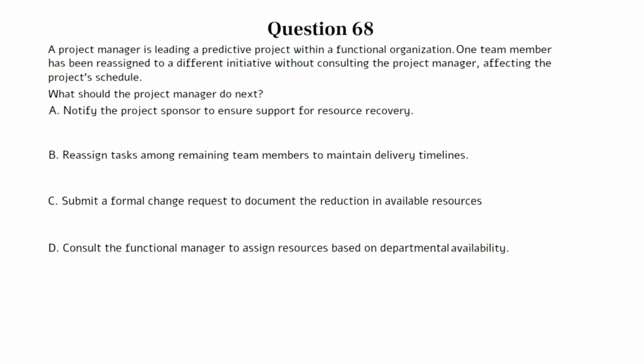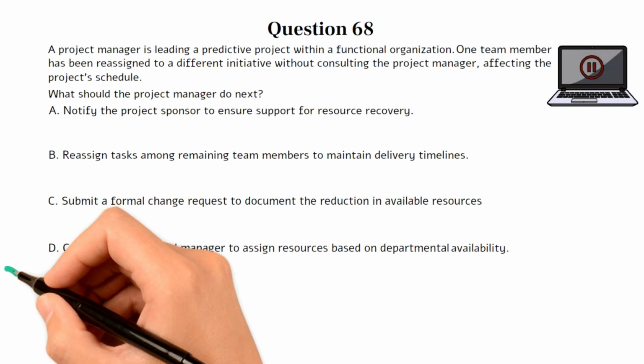C. Submit a formal change request to document the reduction in available resources. D. Consult the functional manager to assign resources based on departmental availability. You can pause the video here if you need more time to work on the question. The correct answer is D.